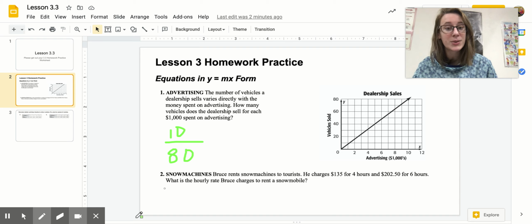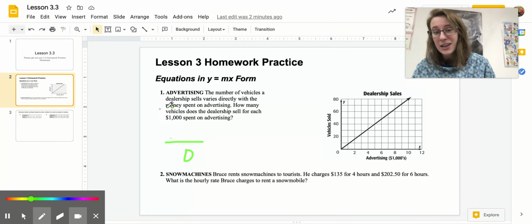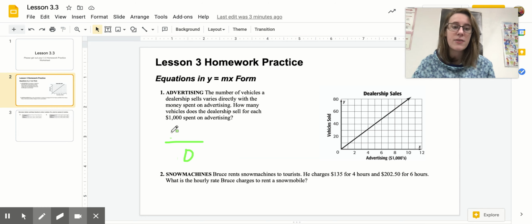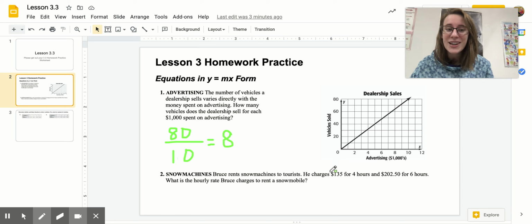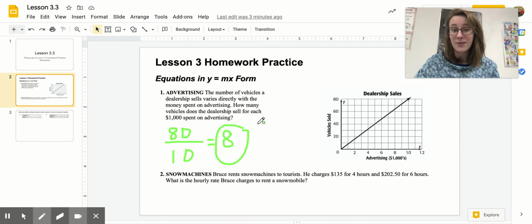You could also maybe switch it up. Remember, we talk about our rise over run. So let's actually swap this now, even though that's the order, sometimes it says in words. You're going to swap it and talk about vehicles sold first. So for every 80 vehicles you've advertised 10 times. Now this is an easy fraction because we can just reduce it down and this becomes 8. So for every $1,000 you spend on advertising, you are selling 8 vehicles.